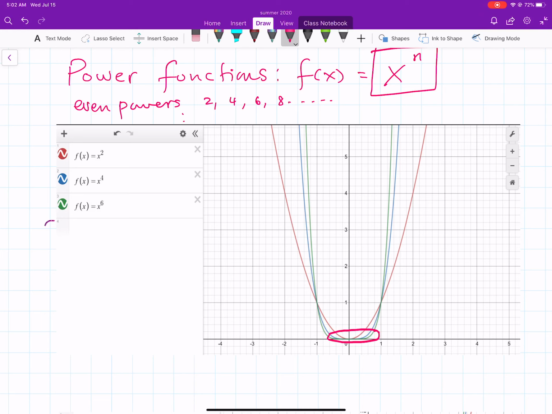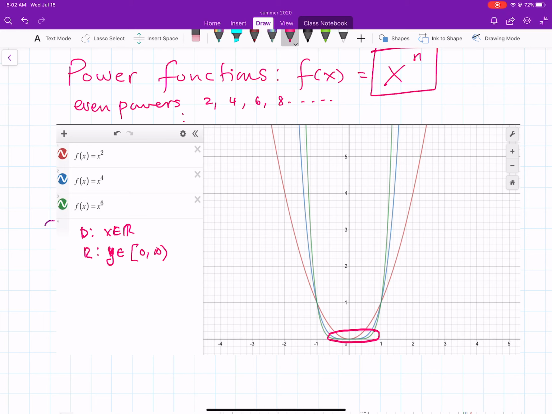All right, it looks like a parabola, but then the base starts to flatten out at the origin, the higher the even powers are. The domain and range are going to remain the same, doesn't change. The domain is all reals, and then the range is also what? From 0 to infinity. But look at how the curve is changing, all right?